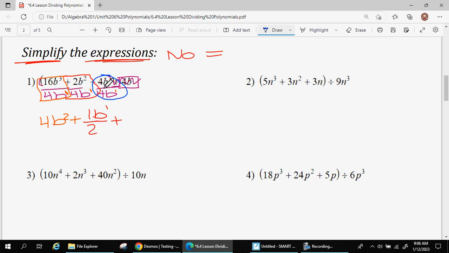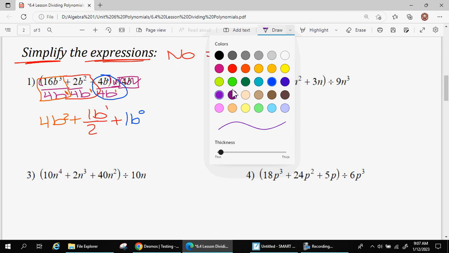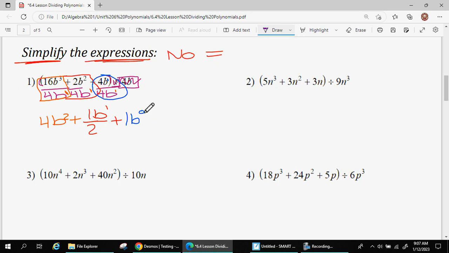4b divided by 4b. 4 divided by 4 is 1. That's b to the first power divided by b to the first power. 1 minus 1 is 0, so that's b to the 0 power. And anything to the 0 power, that whole power turns into 1. And so really that is a 1. And so my final answer here is 4b to the second plus b over 2.